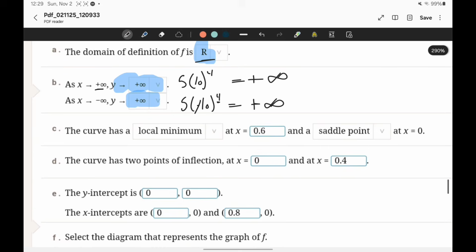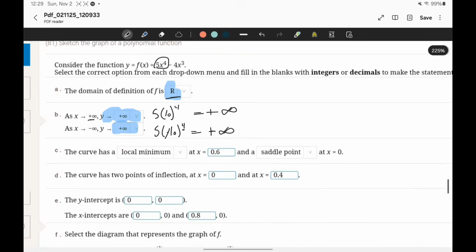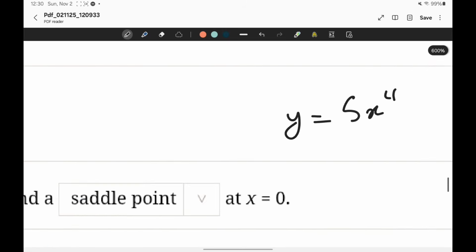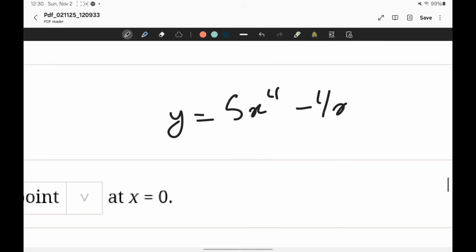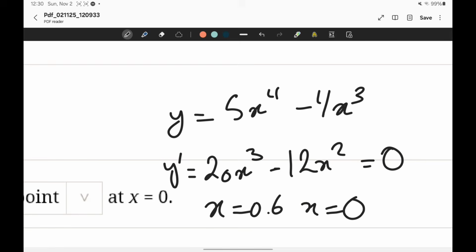Now part C, local minimum and saddle point, you need to derive and then do the table. So the derivative of this, so we have y is equal to 5x to the power 4 minus 4x cubed. So y prime is equal to 20x cubed minus 12x squared. Equate this to 0 and put on your calculator. You get x is 0.6 and x is 0.